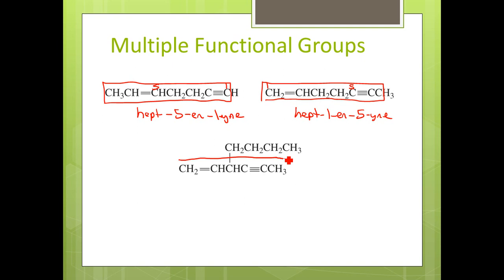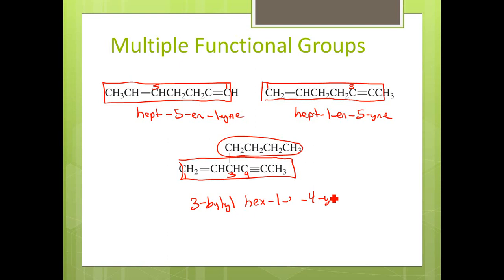And on the last one there, since the double bond and triple bond must be the backbone, that is our backbone. Therefore, this thing is a substituent. We're going to number it based on the double bond and triple bond. So that is going to be our first carbon. So we have a 3-butyl. And then it's a hexene. So hex-1-ene-4-yne.